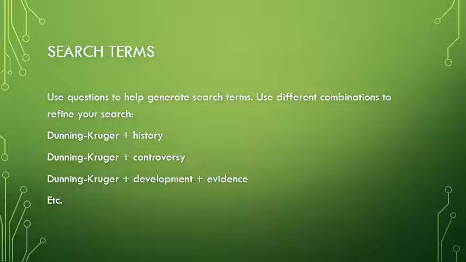Dunning-Kruger plus history will help me find articles that are related to the history of this theory. Dunning-Kruger plus controversy might help me find things about current debates, challenges to the theory, etc. So these are just a few of the practically infinite combinations of terms that you might use to find sources. But again, the idea here is think about what you want to discover and what you're asking about, and use terms from those questions to help you generate your combinations, your search combos.